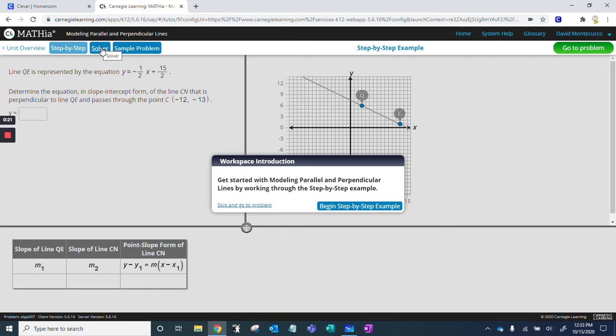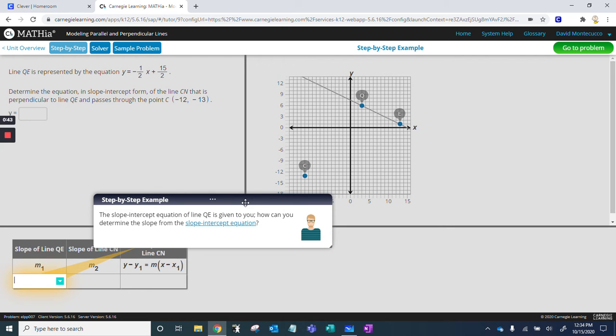So line QE has the equation. So this has a slope of -1/2 and a y-intercept of 15, which would be what, 7.5? Let's do the step-by-step, okay? See what it says here. The slope-intercept form. How can you determine the slope from the slope-intercept equation? Oh, well, that's right there. That's the -1/2.